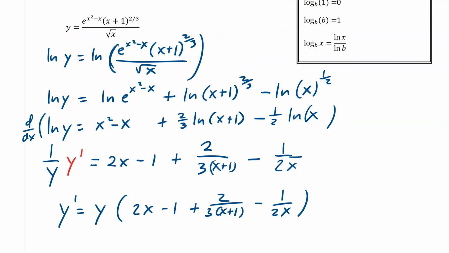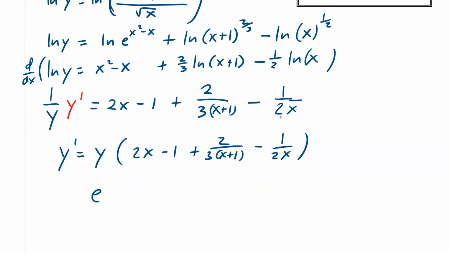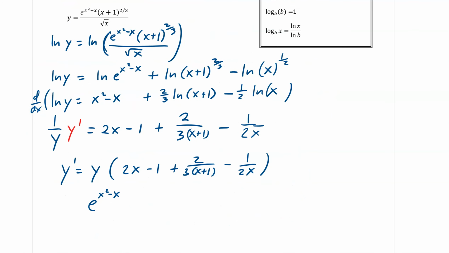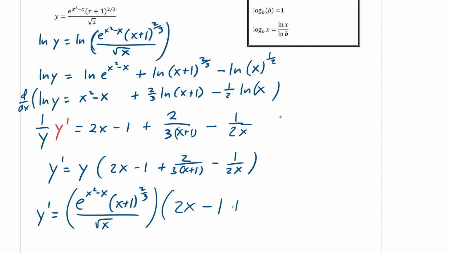And then you go back up and you grab your y. So that guy, e to the x squared minus x, (x plus 1) to the 2/3 over square root of x. The reason I'm not putting them together is because this is a made-up problem to make it look horrible, so it's going to be a horrible problem if I try to bring them together. Well, not too bad, but it's very error-prone, so I'm not doing that.